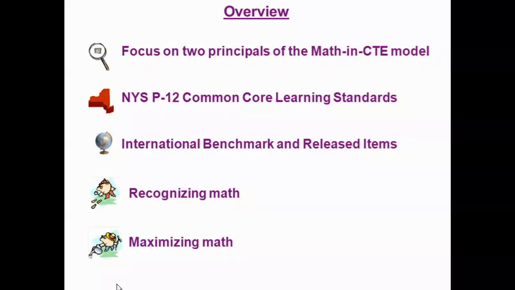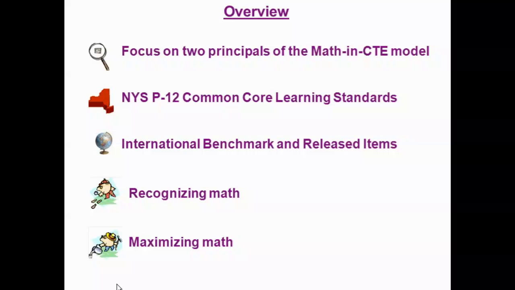Okay, what are we in for today? This overview gives us 5 points on which to focus. The first one, we're going to look at 2 principles of the NRC CTE math in CTE model. Then we're going to take a little stroll through the Common Core learning standards. We are going to reference an international benchmark and look at some of their released items. Then we're going to talk about ways in which we can recognize math, and then we're going to maximize the math. So first we have to recognize before we maximize.